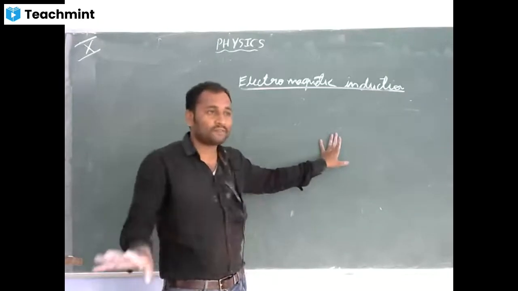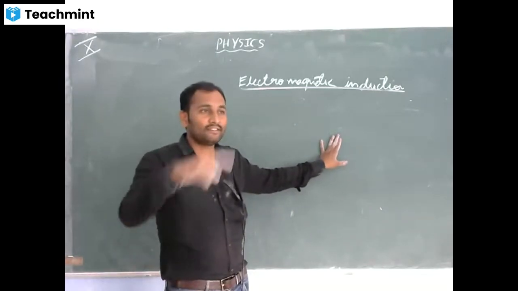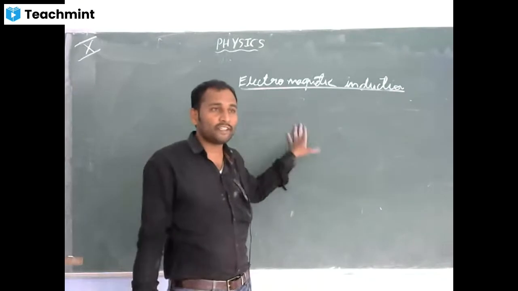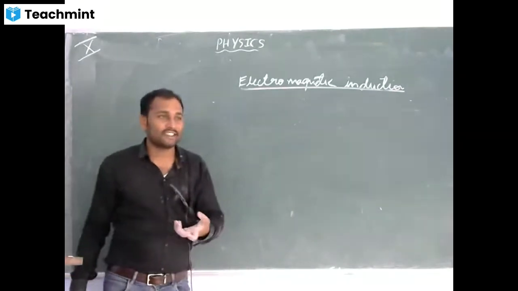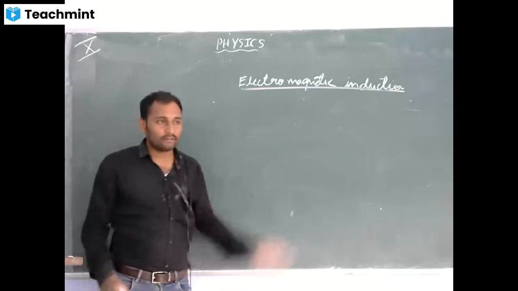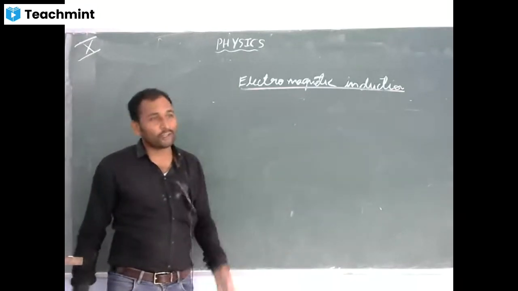You know a motor: we give current, it rotates. You know a generator: we rotate it, we get electricity. We will not rotate it, the wind will rotate it. Even we can also rotate it.